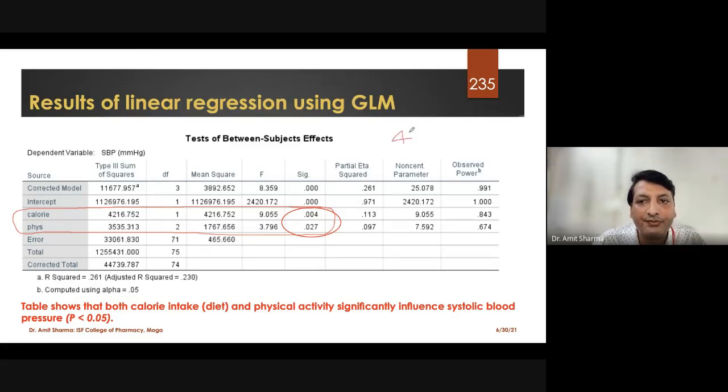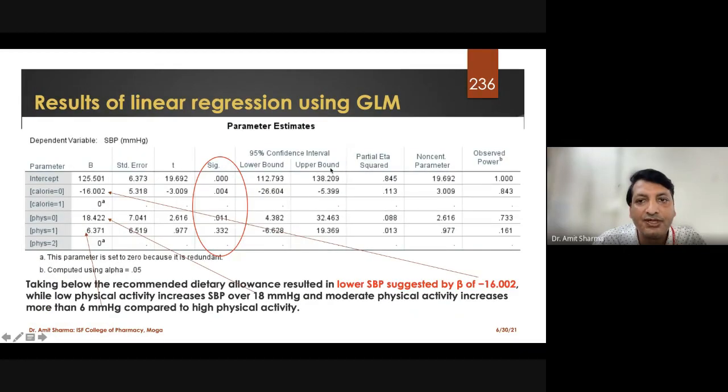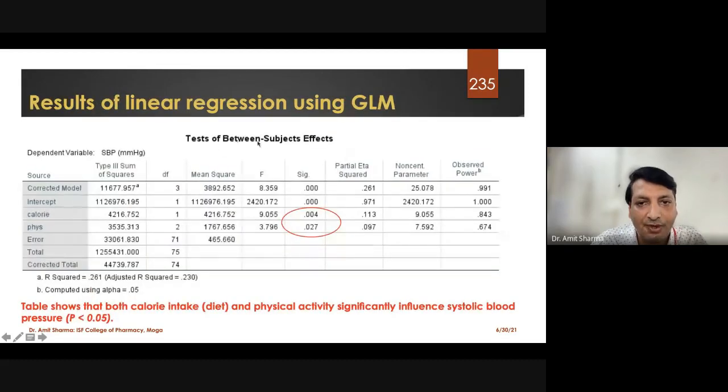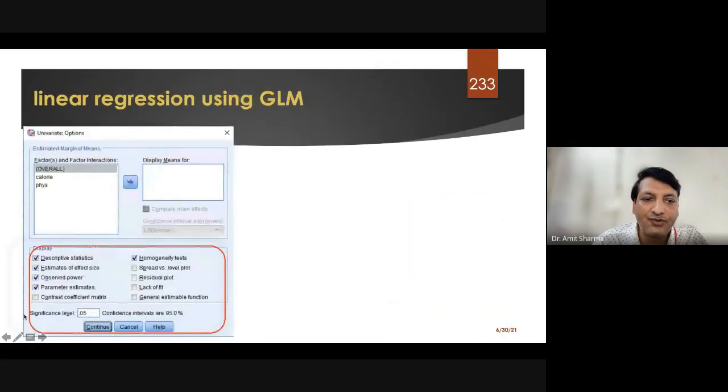Table number 4. The last table for the linear regression using GLM is the parameter estimate. Now you can see that the name of the table is parameter estimate, and the name of the table in the last slide was test of between-subject effect. Now why has the software generated this table? Because we have chosen it here.